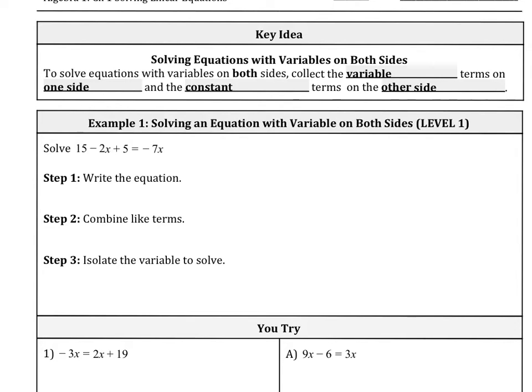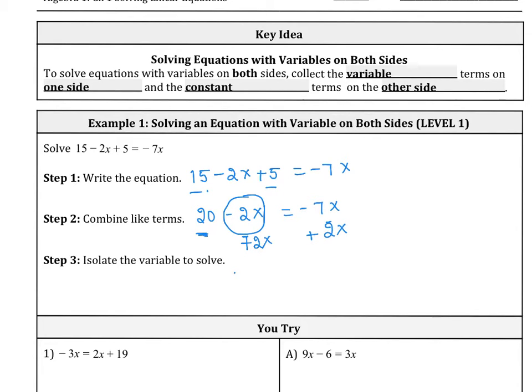So first we're going to write the equation 15 minus 2x plus 5 equals negative 7x. Our aim is to have the variables on one side and the numbers on the other side. Here we are going to combine the like terms. So 15 plus 5 would be 20 minus 2x equals negative 7x. Now this number is already isolated on one side and we need to bring this negative 2x to the other side. To do that, we are going to add 2x on both sides.